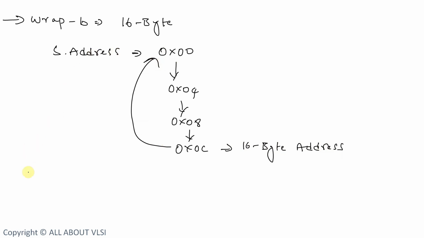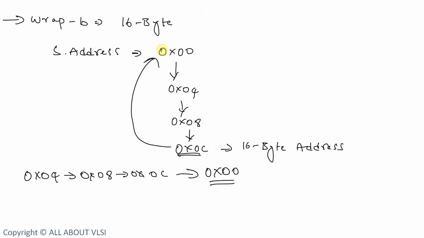For example, if our starting address is equal to 4, then our next address should be 8, the next address should be C, and then, since we have reached the WRAP boundary, we should go back to 0. Now here, what we should do is calculate the base address.